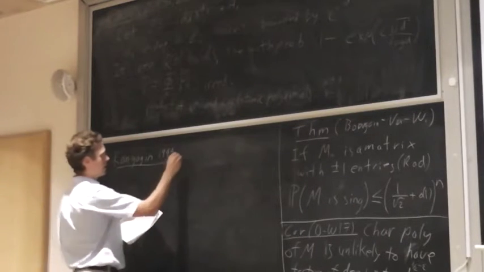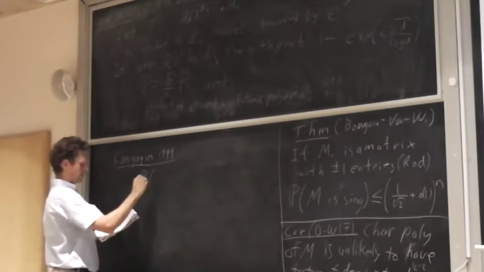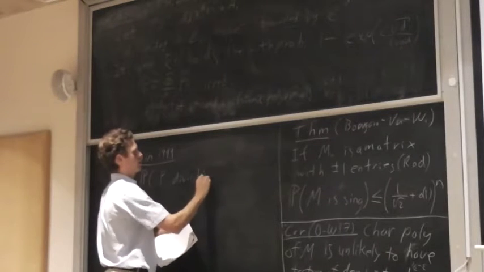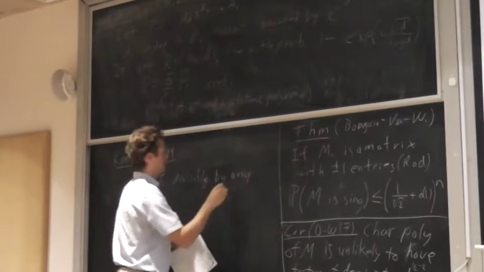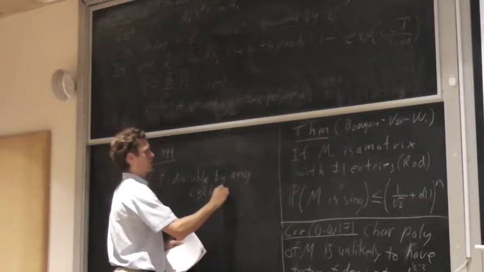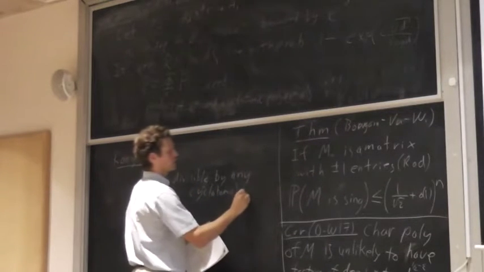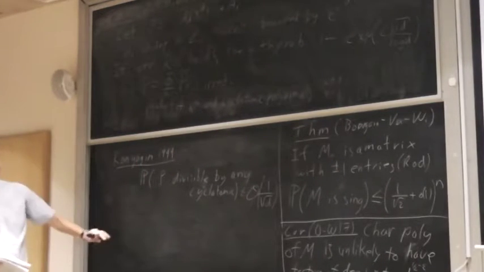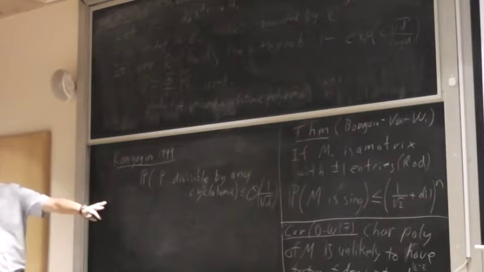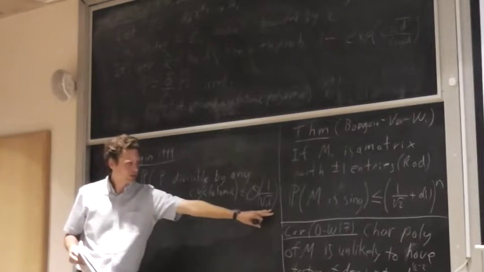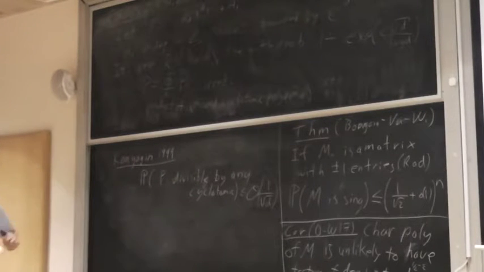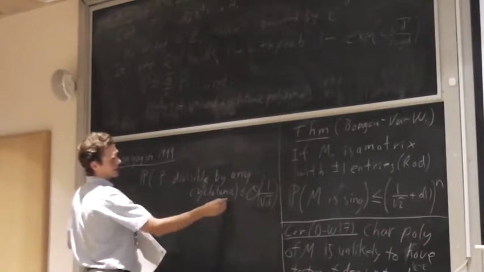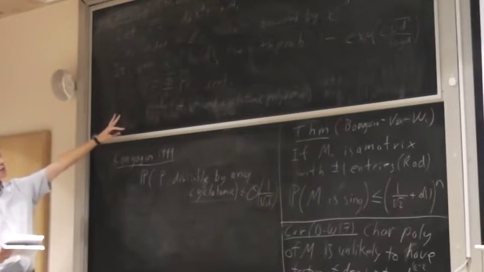So one of his lemmas or sub-propositions inside that paper is that the probability that P is divisible by any cyclotomic is at most big O of 1 over root d. And if you think back to the previous picture I showed you with zero polynomials, this term is from the probability that it's divisible by x plus 1. So that's the cyclotomic. It was interesting because the cyclotomic case came up in Karpenko's work, and that was a critical part of what was going on here.